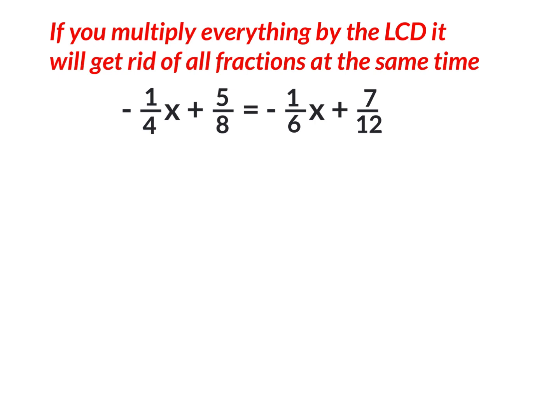So we said the LCD was 24. So if we put times 24 right here, times 24 over here, times 24 right there, and times 24 right there, it'll get rid of all fractions at the same time.